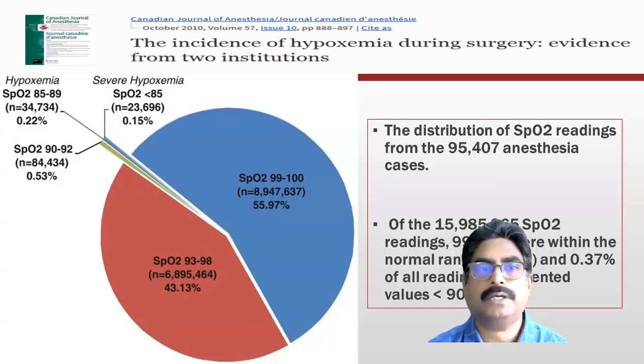If you see the incidence of hypoxia during the intraoperative period, this statistics is taken from two leading institutions, and it is published in the Canadian Journal of Anesthesia. They have analyzed more than 15 million SpO2 readings, and only 0.37% of the readings are less than 90%. More than 99% are SpO2 more than 90%. So the incidence of hypoxia is low, but it is always a nightmare to the anesthesiologist.